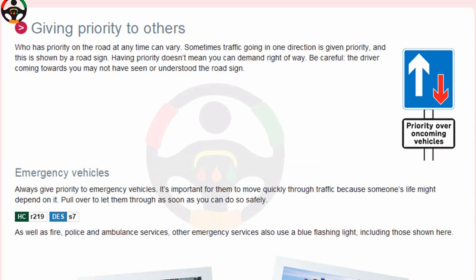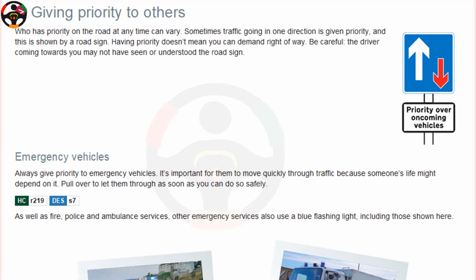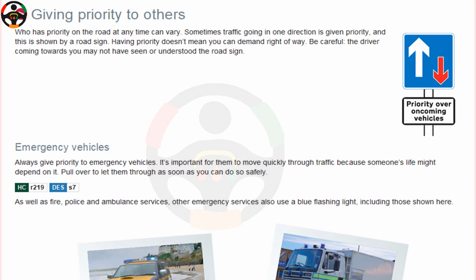Giving priority to others. Who has priority on the road at any time can vary. Sometimes traffic going in one direction is given priority, and this is shown by a road sign. Having priority doesn't mean you can demand right of way. Be careful. The driver coming towards you may not have seen or understood the road sign.